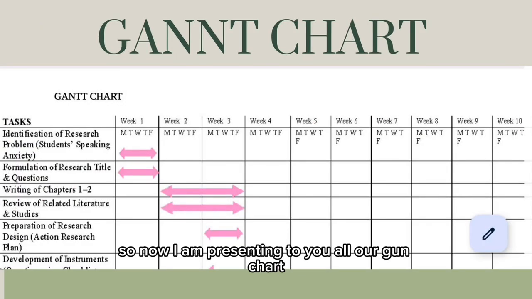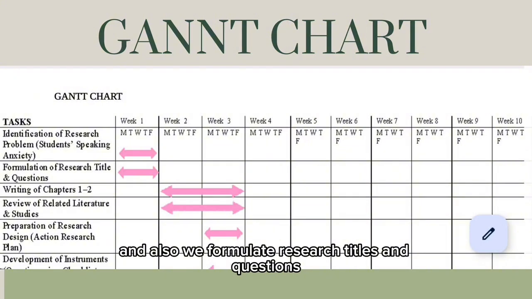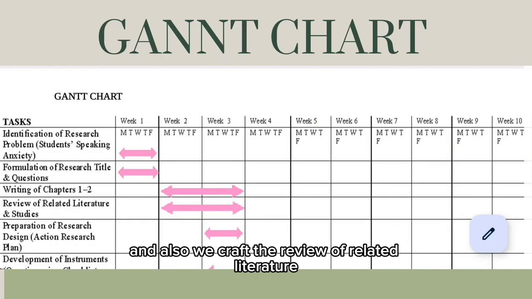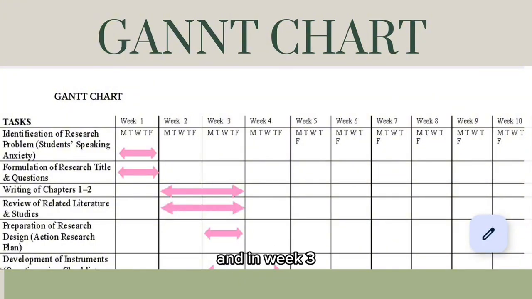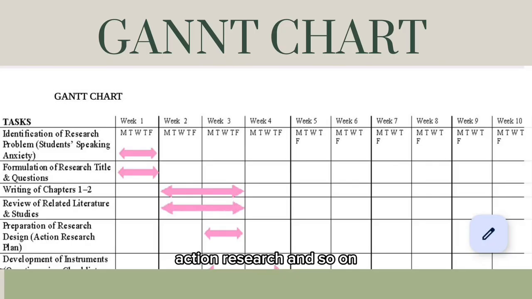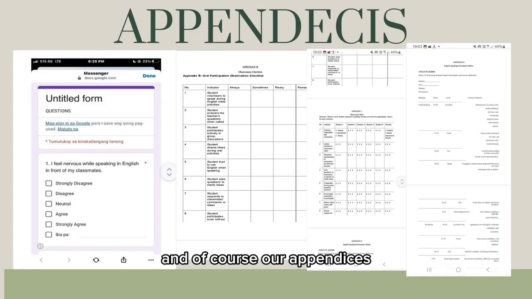Now I am presenting to you all our Gantt chart. First, in week 1, we identified the research problem, and we also formulated research titles and questions. During weeks 2 to 3, we made chapters 1 to 3, and we also crafted a review of related literature. In week 3, we also added the preparation of research design, action research, and so on. And now here are our references, and of course our appendices.